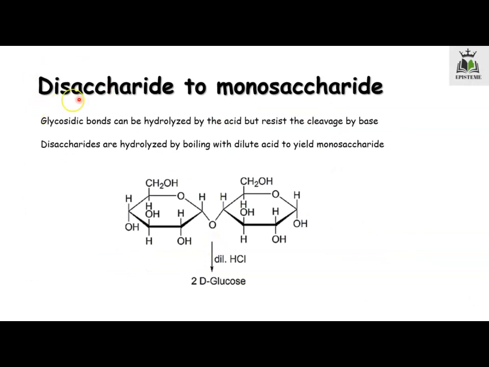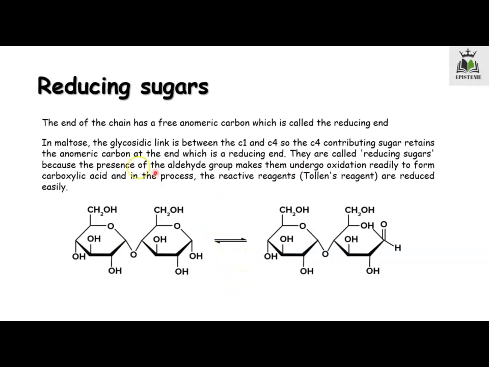Next we will talk about disaccharide to monosaccharide conversion. This conversion is actually done by boiling the disaccharide with dilute acid, and the bonds get hydrolyzed and we get the monosaccharides. It's very simple.